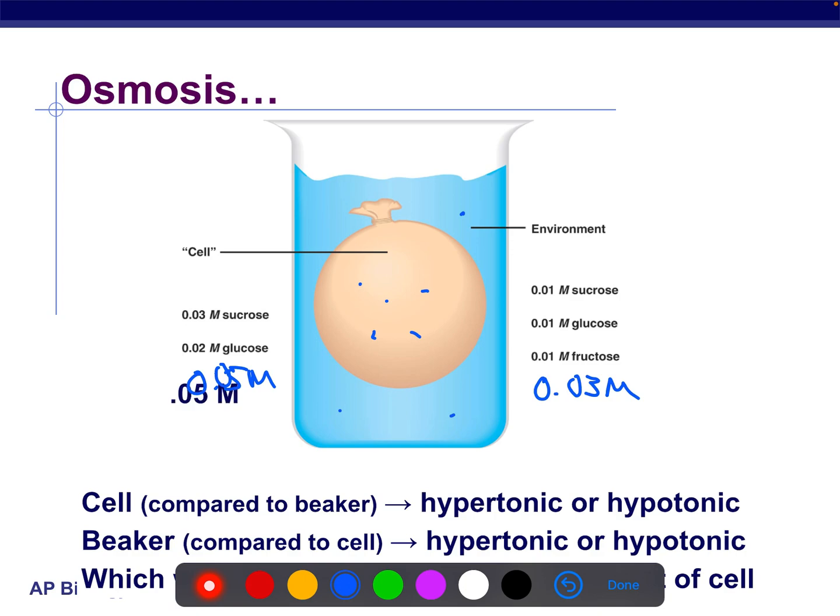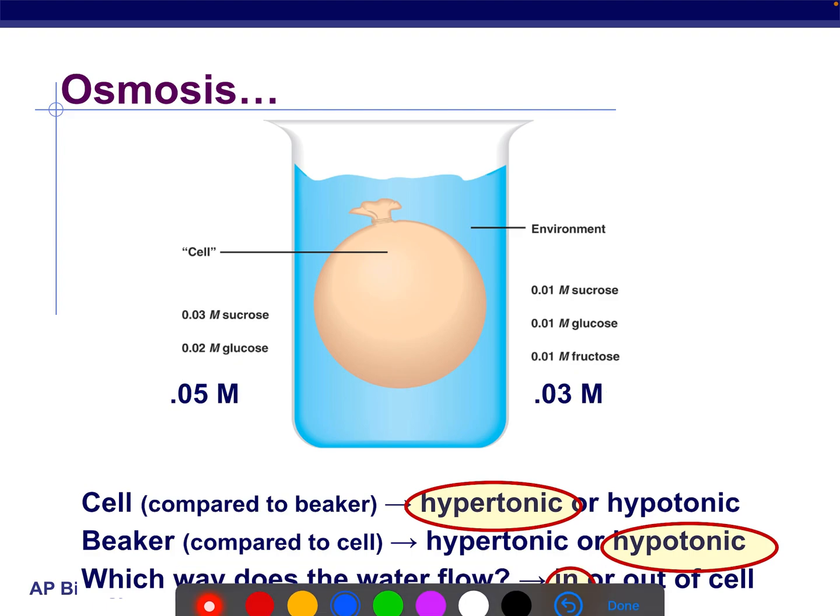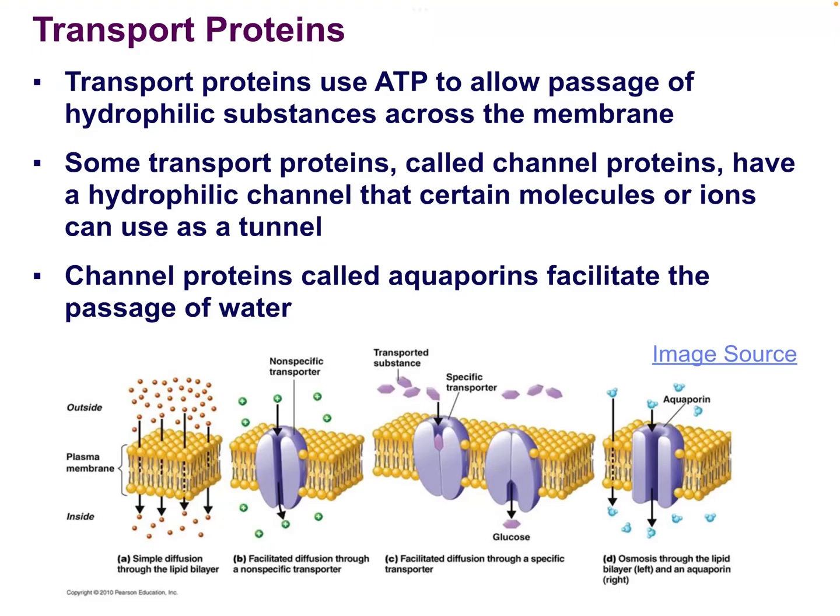So the cell, compared to the beaker, we would say is hypertonic. The beaker, compared to the cell, is hypotonic. So then the water is going to move from where it's highly concentrated, which would be outside, to where it's low concentration. So it's going to move into the cell.